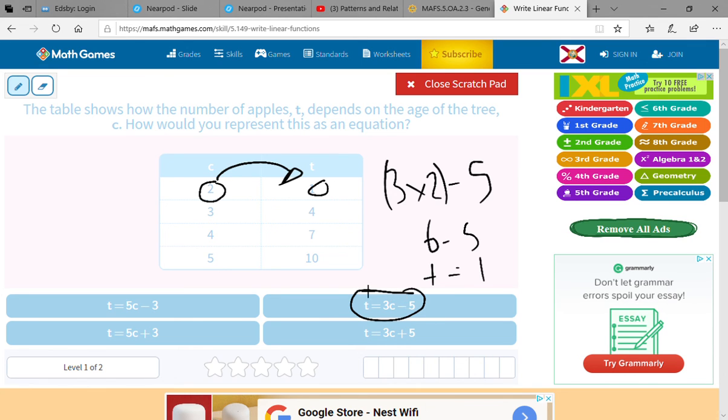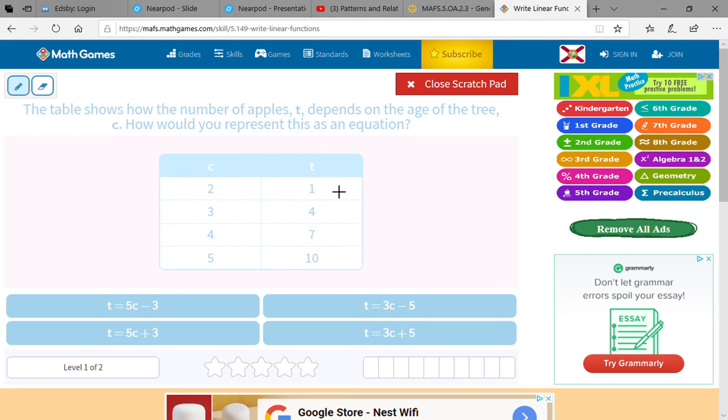Now we always check our work, so let's be careful with this one and try one more term. We're going to input 3. So 3 times 3 gives me 9, and 9 minus 5 gives me 4. So when I input 3, I get 4. This equation should work for each of the terms in your C column. Whatever you put in using that equation, you should get out what's in the T column.